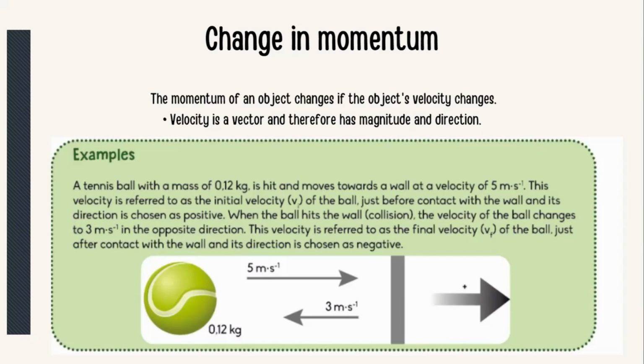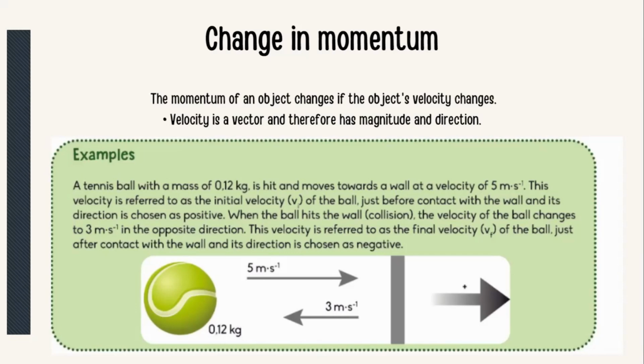So if you read this question, a tennis ball with a mass of 0.12 kilograms is hit and moves towards a wall at a velocity of 5 meters per second. This velocity is referred to as the initial velocity of the ball, just before contact with the wall, and its direction is positive. When the ball hits the wall, that's the collision. The velocity of the ball changes to 3 meters per second in the opposite direction. This velocity is referred to as the final velocity of the ball, just after contact with the wall, and its direction is chosen as negative.